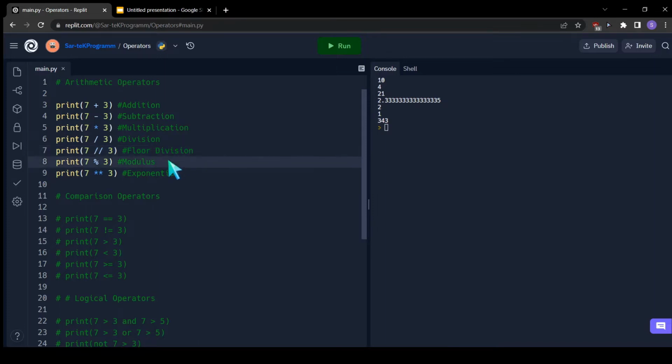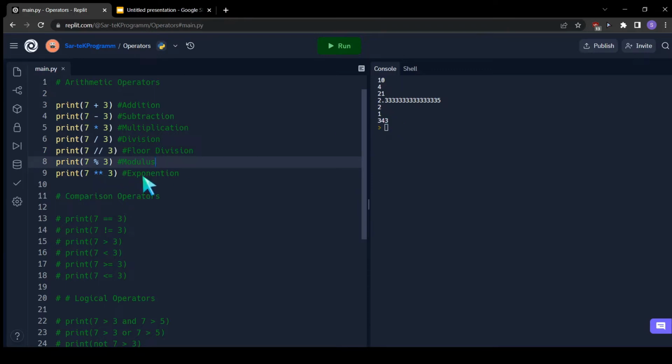Then we have the modulus operator. So what is the modulus operator? It gives you the remainder. So when we divide 7 by 3, what is the remainder? It's 1. See, 3 into 2 is 6, 7 minus 6 is 1, so the remainder is 1, and it outputs the remainder. Here we can see it's 1.